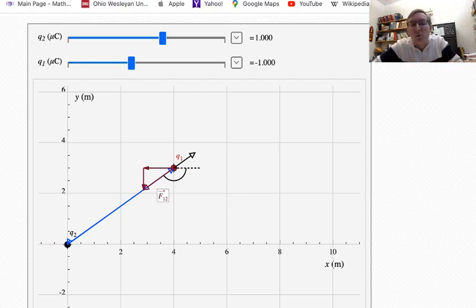First of all, it's anchored on 1 because it's the force on 1. And it points towards 2 because the particles have opposite signs of charge and opposites attract.